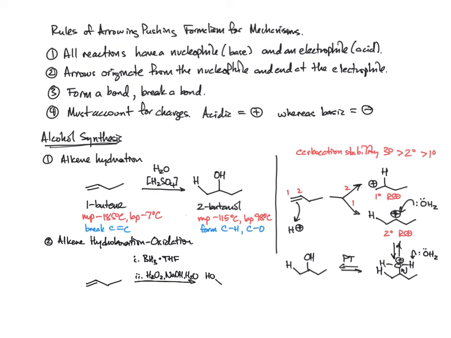In this case, we end up with 1-butanol, which has a melting point of -90 degrees C and a boiling point of 118 degrees C. So again, the relationship between 1-butanol and 2-butanol is that they're constitutional isomers.